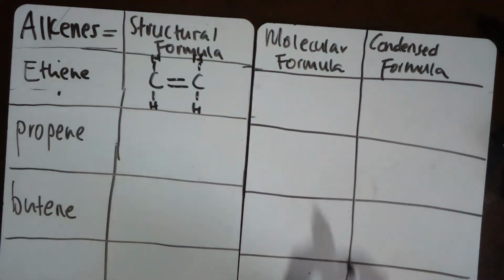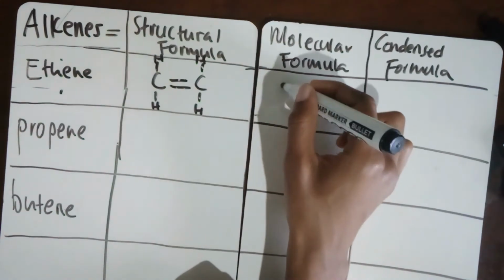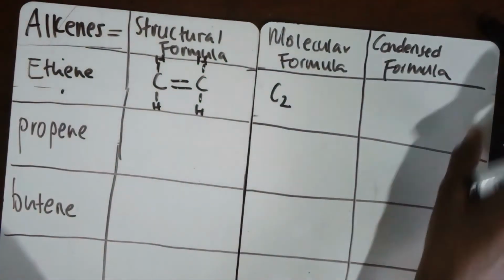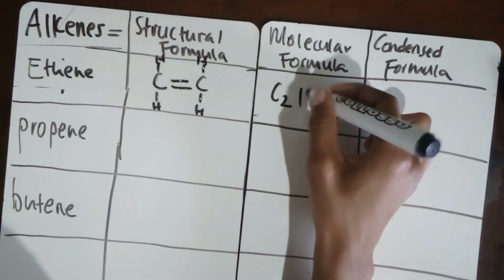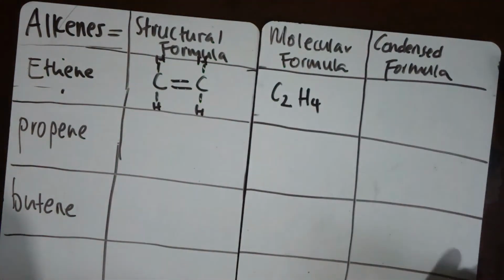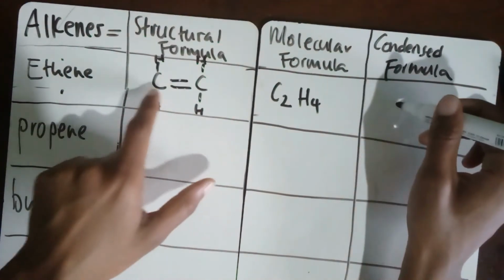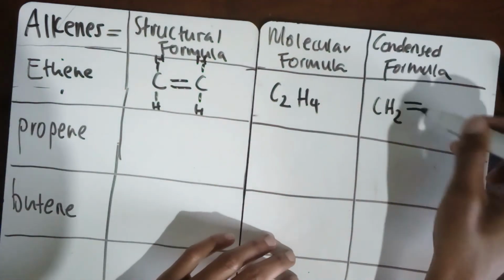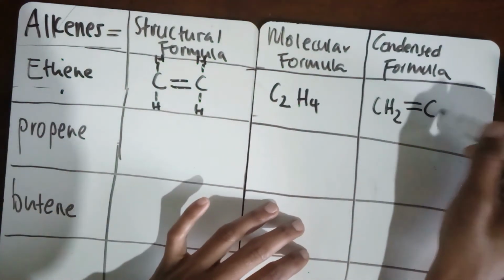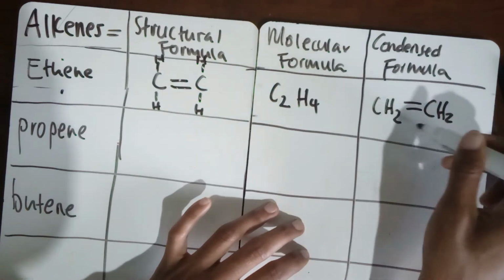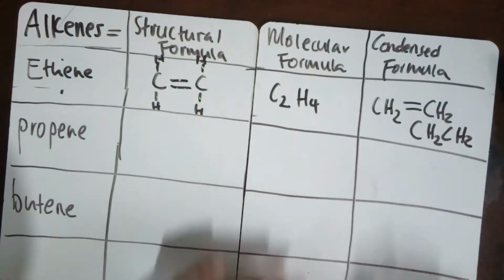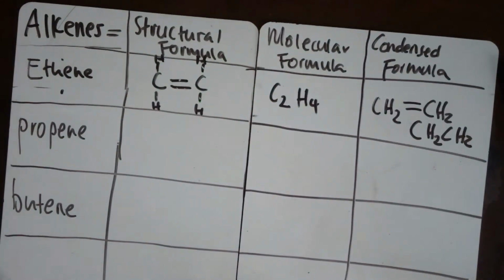And then in terms of its molecular formula, we just say we have 2 carbon atoms and the number of hydrogen atoms in this case is 4, right? And then what about its condensed formula? We can just say it's C with 2 hydrogen atoms. You can either draw the double bond if you want to, or you can leave it out. So we have CH2, CH2. Somebody else might draw it differently. It doesn't really matter.